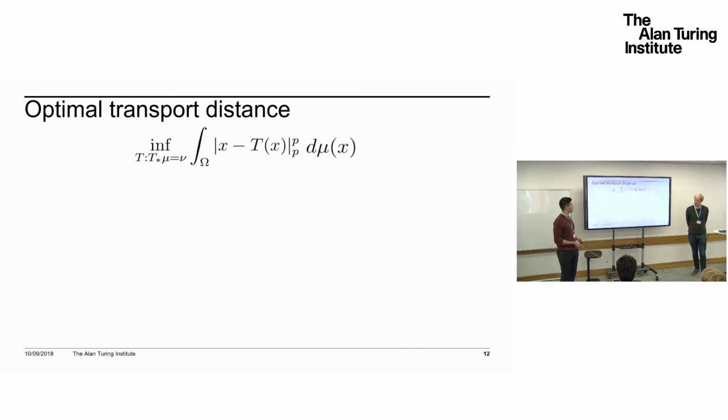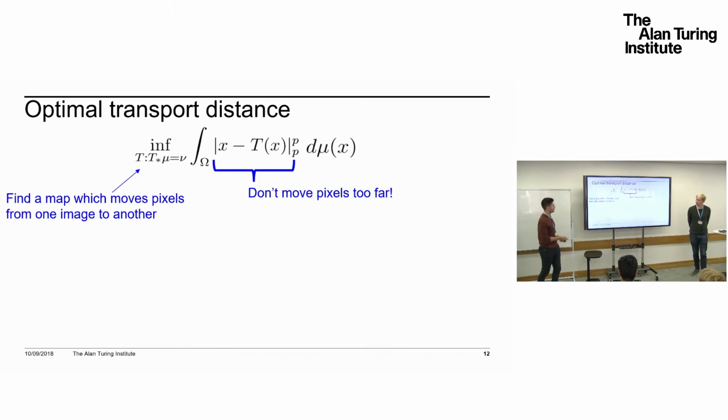And so I'm asking for the smallest map. I want the map that minimizes this distance. And this is called the optimal transport problem. So just to remind you, I want a map which is going to move pixels in an image from one image to the other, and I'm going to ask that it doesn't move pixels too far. And this is a well-defined problem modulo some mathematical assumptions on the map T.